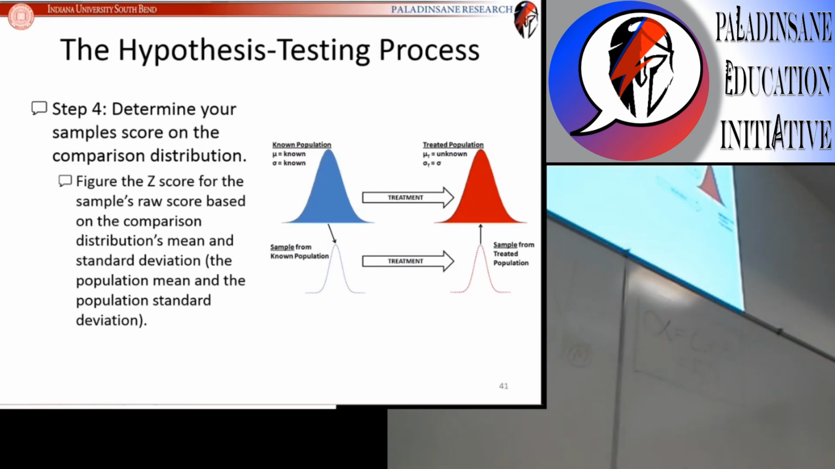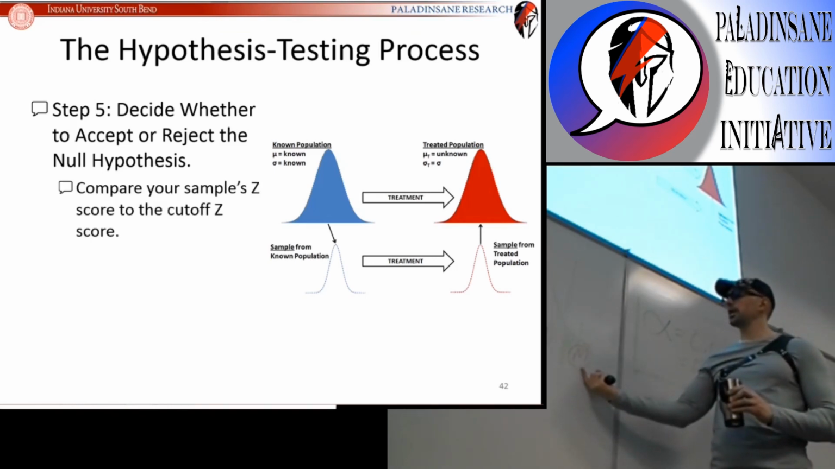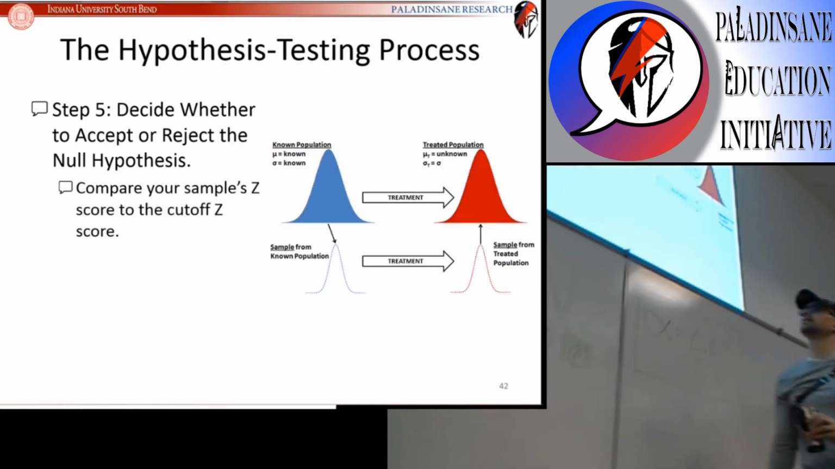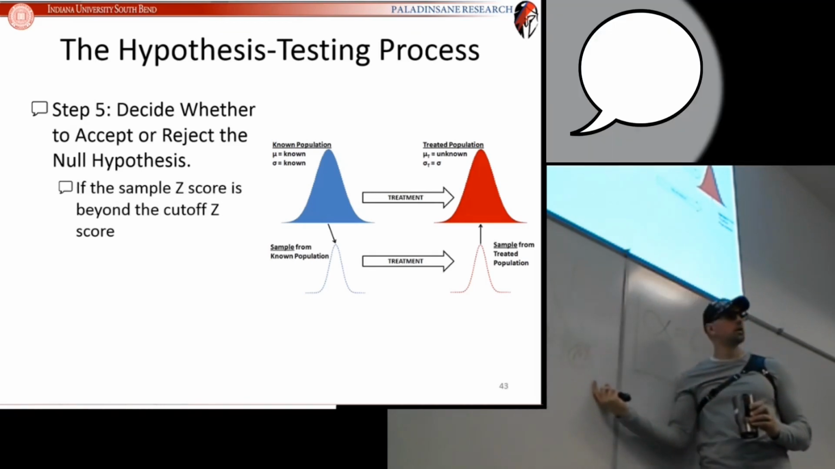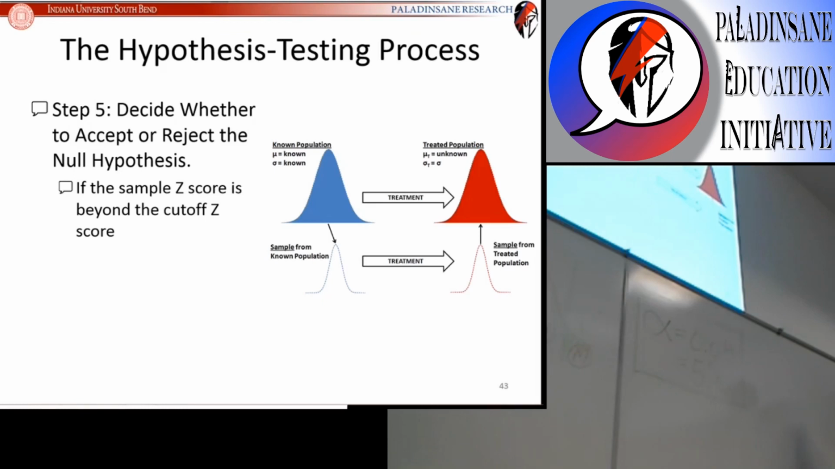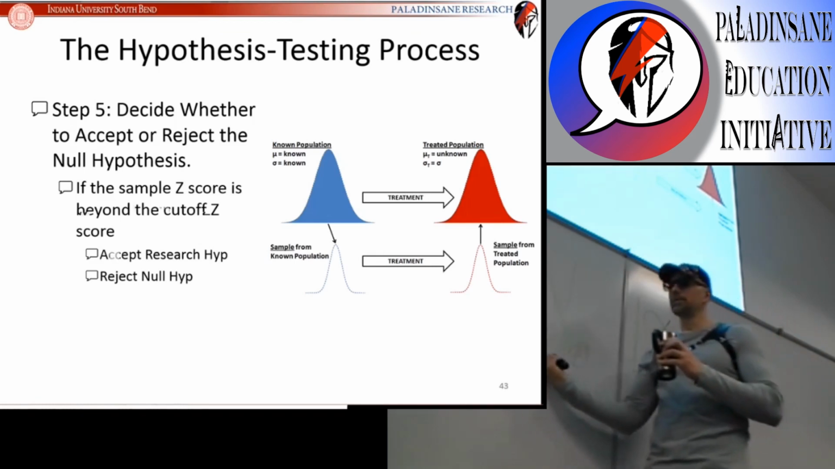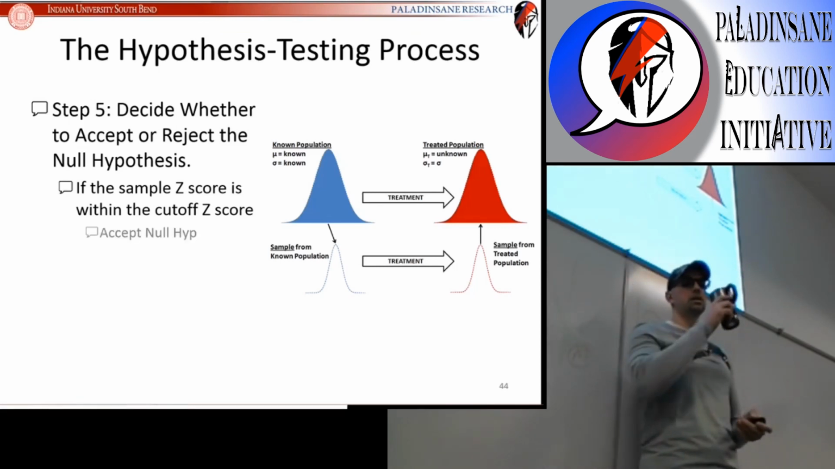So z-scores are going to be the way that we can access that table, so we can find out where our sample score is. And then finally, step number 5, we decide whether to accept or reject the null hypothesis. We're going to find out where our sample is compared to our cutoff lines in the sand. If your sample z-score goes beyond your cutoff scores, beyond your line in the sand, then we accept the research hypothesis and reject the null hypothesis. If, on the other hand, your sample is within the cutoff scores, then we do the opposite.